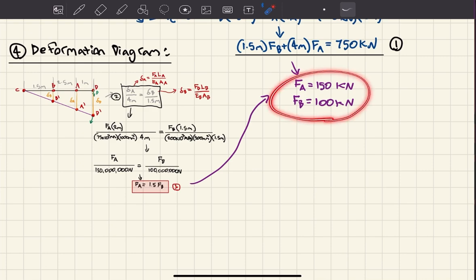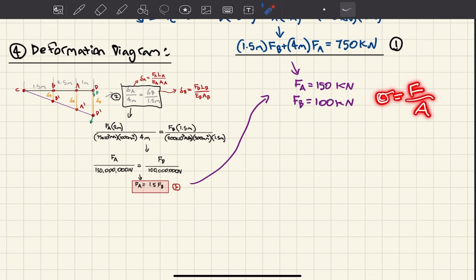The question asked you for stress, right? And now it's a very simple calculation. The stress is equal to the force, which we just calculated, over the area, which is given in the question, right? So we can do that right now. We can say this is part 5, find stresses.